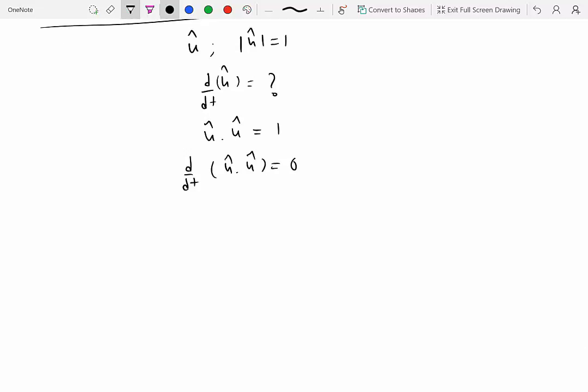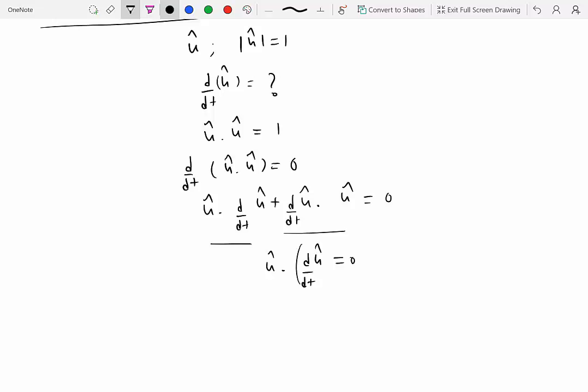The right hand side would be 0, and the left hand side would be u hat dot d over dt of u hat plus the u hat derivative dotted with u hat, equal to 0. And both of these terms are the same because a dot b is equal to b dot a. So what we get is u hat dot d over dt of u hat equal to 0. This is pretty useful because it tells us that the derivative of a unit vector, d over dt of u hat, is perpendicular to u hat.